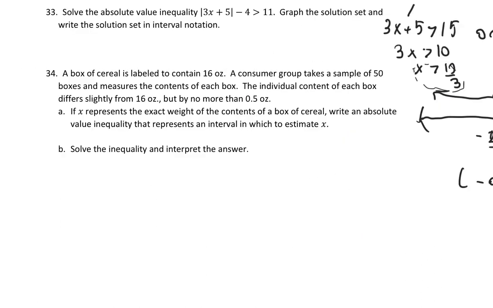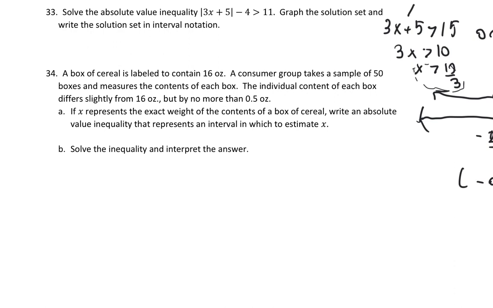So for question number 34, the last one, we've made it. A box of cereal is labeled to contain 16 ounces. A consumer group takes a sample of 50 boxes and measures the contents of each box. The individual content of each box differs slightly from 16 ounces, but by no more than 0.5 ounces. If x is the exact weight of the contents of a cereal box, write an absolute value inequality that represents an interval in which to estimate x.